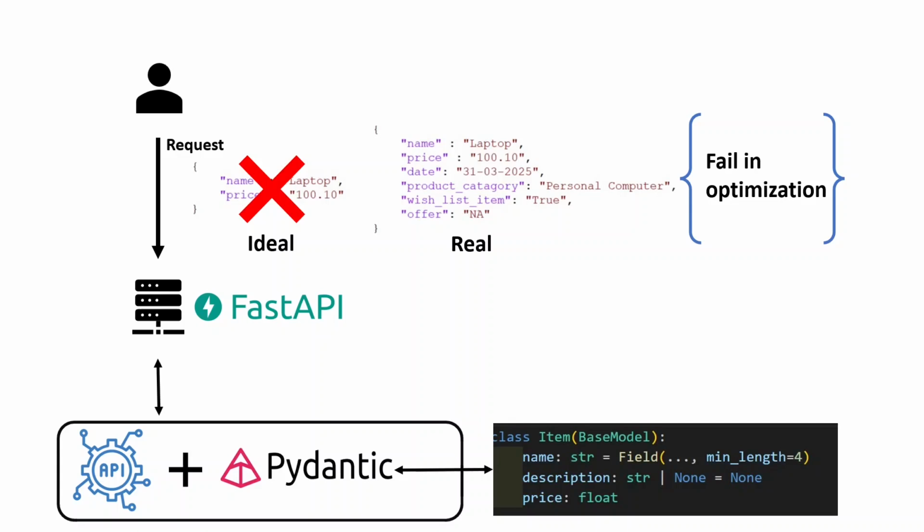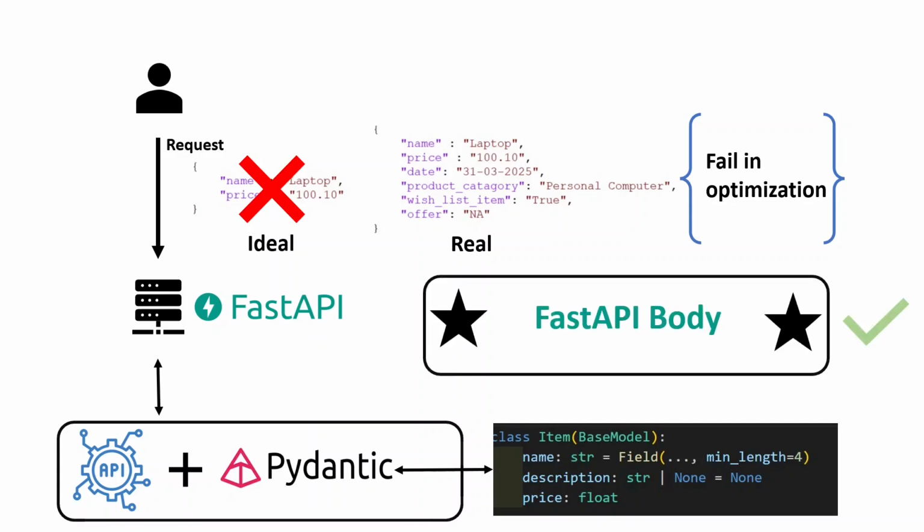So what's the solution? The solution is FastAPI Body. It is our hero to cover these scenarios. What we are going to do is use this FastAPI Body with Pydantic, so that we can take the features of Pydantic with the FastAPI Body to optimize our API development.